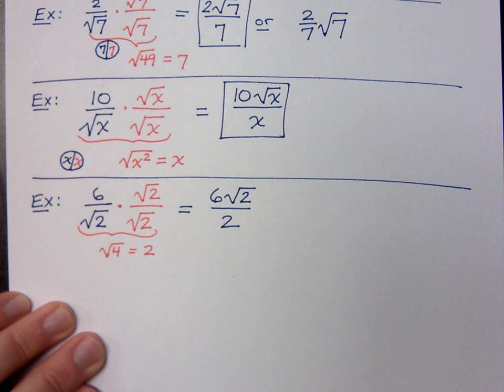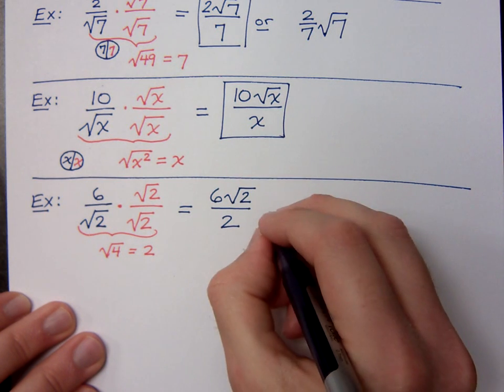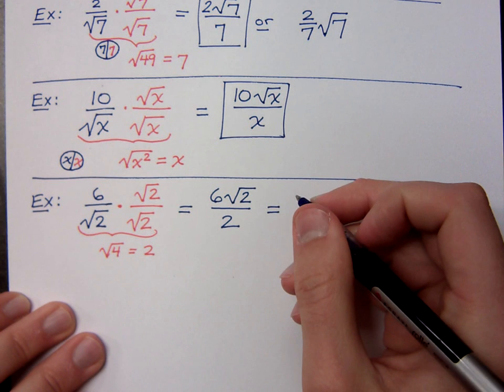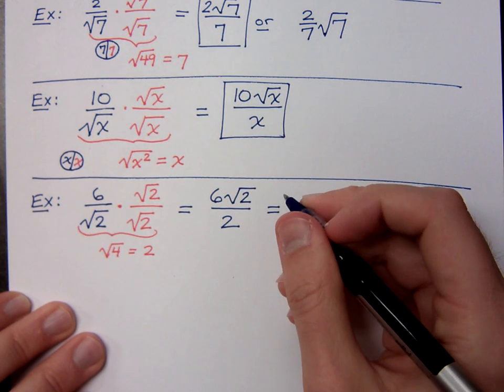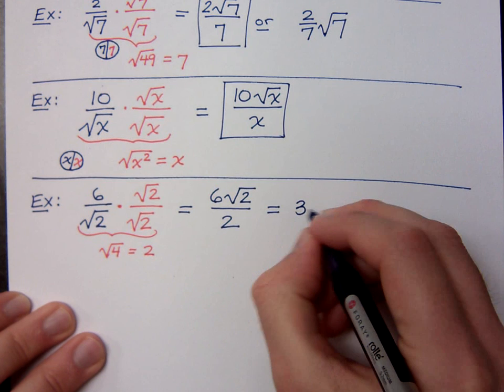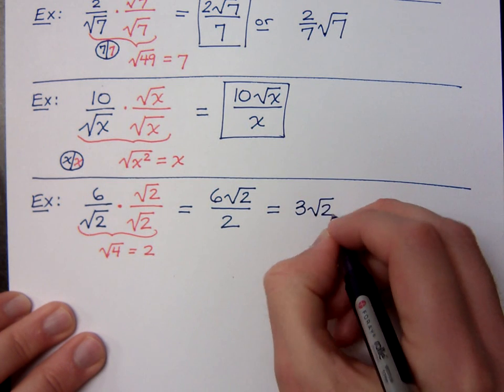Is it always pretty much going to be the denominator? I'm glad you asked that question. We're going to see that in the next example. Actually, we'll see that in the next video. Got to keep you coming back for more. But it's 3 square roots of 2. Right, so when I reduce this, I get 3 square roots of 2.